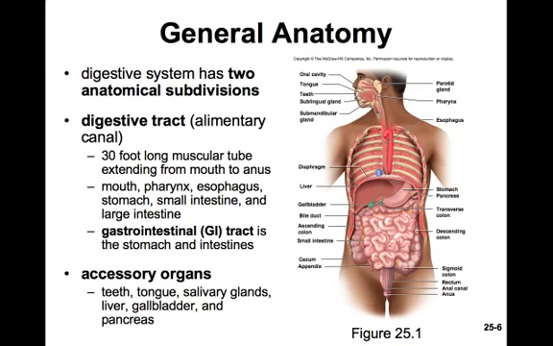The general anatomy of the digestive system is broken into two divisions. The digestive tract itself, or the alimentary canal, which is basically a 30-foot long muscular tube. It extends from the mouth to the anus and has lots of convolutions along the way. It consists of the mouth, the pharynx, the esophagus, the stomach, the small intestine, and the large intestine. The gastrointestinal tract technically is just the stomach and intestines. Accessory organs are also very important. The teeth, the tongue, the salivary glands, the liver, the gallbladder, and the pancreas.